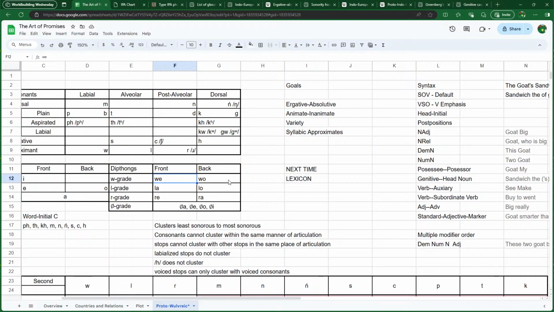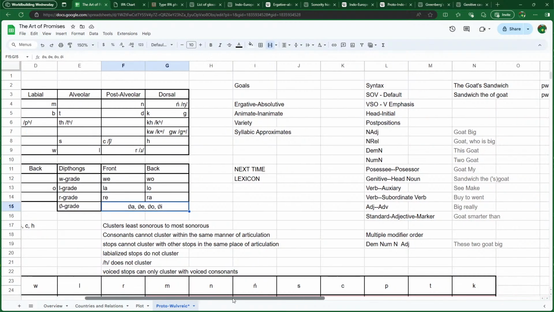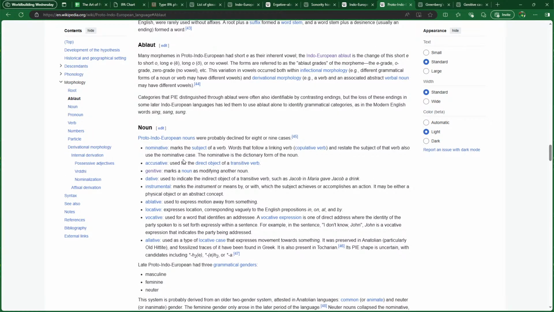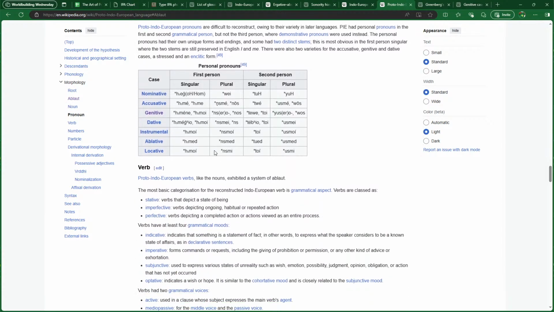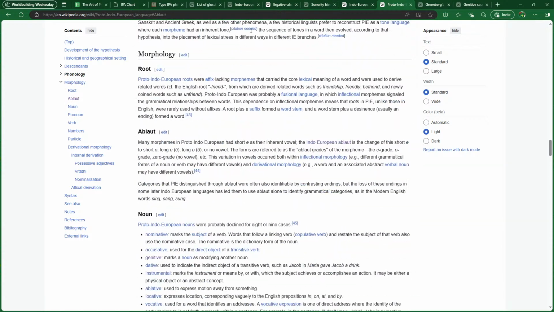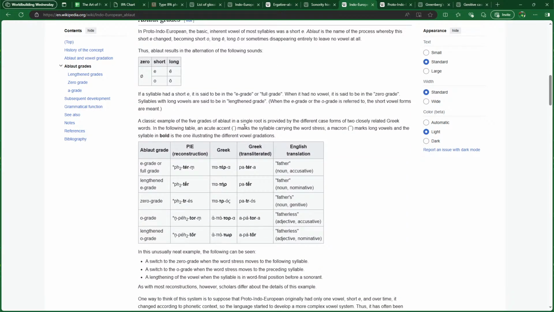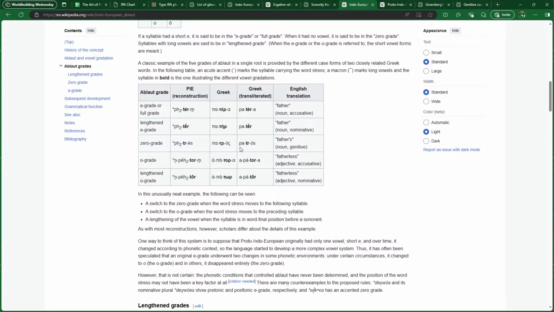Because we've got 1, 2, 3, 4, 5, 6, 7. 7 cases to establish, and we've got 4. What was... Hold on. Ablaut. So, accusative, nominative, genitive, adjectives, accusative, and nominative. So it did not use ablaut for all of the cases. But we've got a lot of ablaut to work with.